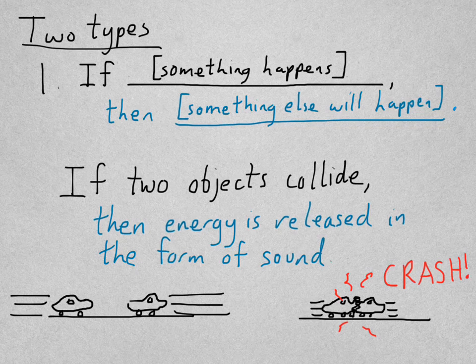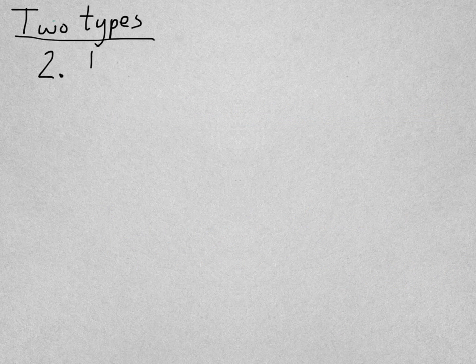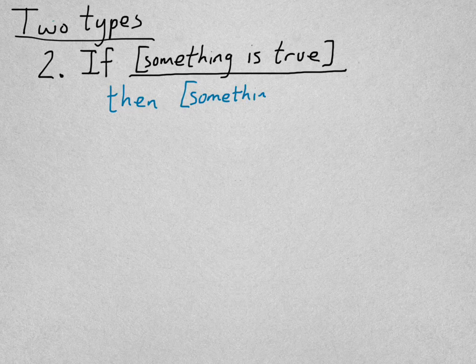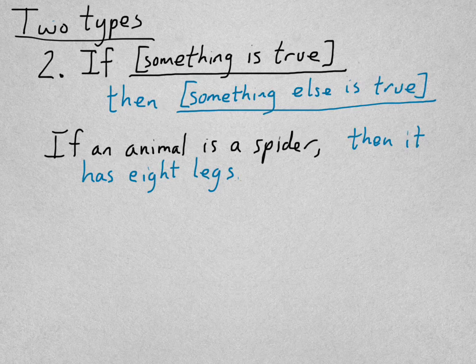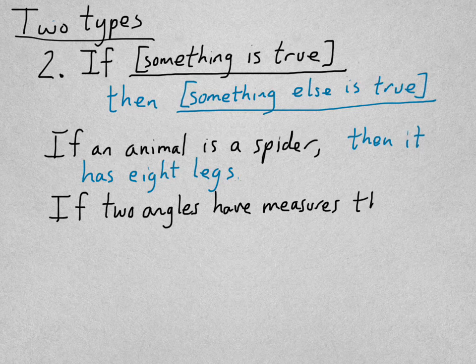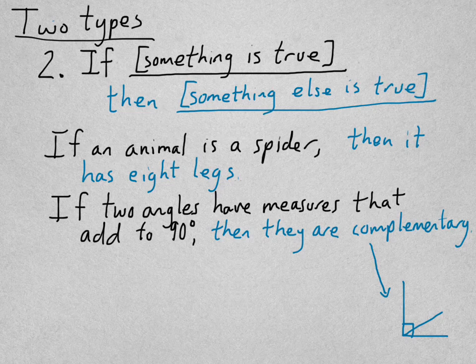The other type is if something is true, then something else has to be true. Like this biology example: if an animal is a spider, then it has 8 legs. True statement. A geometry example would be: if two angles have measures that add to 90 degrees, then they are complementary. That's the definition of complementary. So if that first part is true, then we can conclude the second part.